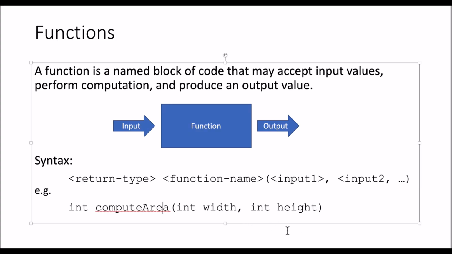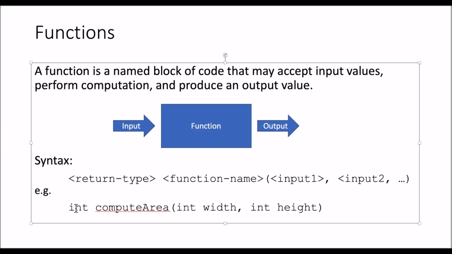Internally, it computes the area of a rectangle with the given width and the given height, and then it returns a value of type int. This is the return type. So we know what type to expect that we get back from calling this function. And it's an int because when we compute width times height, we get a new int. That's the output value, or the return value, and that's what the function returns.